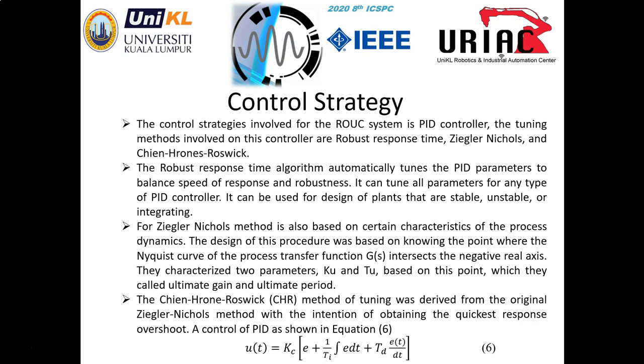On this control strategy, we use three methods of tuning. The tuning methods involved are robust response time, Ziegler-Nichols, and Chien-Hrones-Reswick. Robust response time automatically tunes the PID parameters to balance speed, response, and robustness. The second method of tuning is Ziegler-Nichols, which is very popular in industrial and real-time applications, focusing on well-known tuning rules. Another method is Chien-Hrones-Reswick, which is derived from the original Ziegler-Nichols, but the intention is to obtain the quickest response with overshoot.